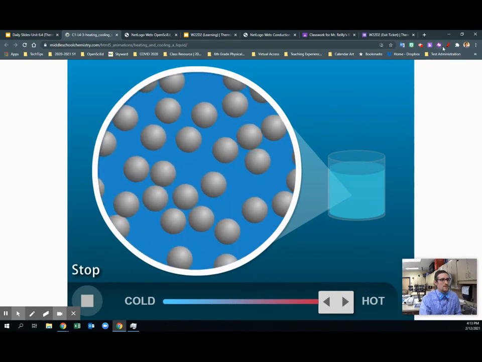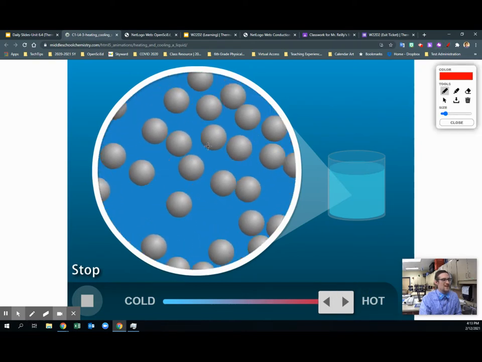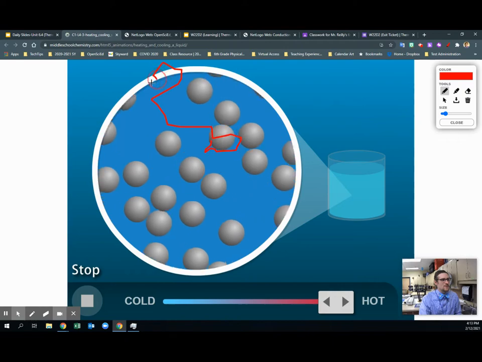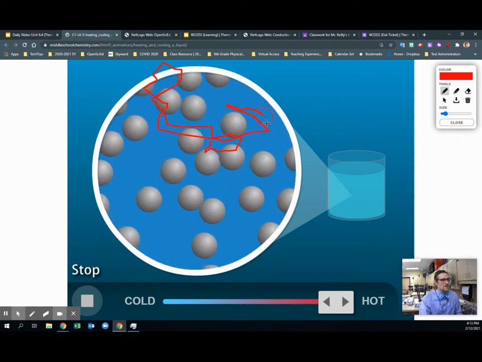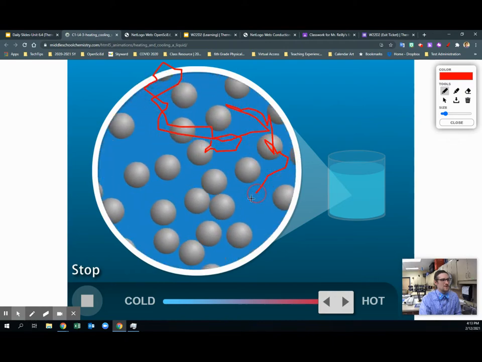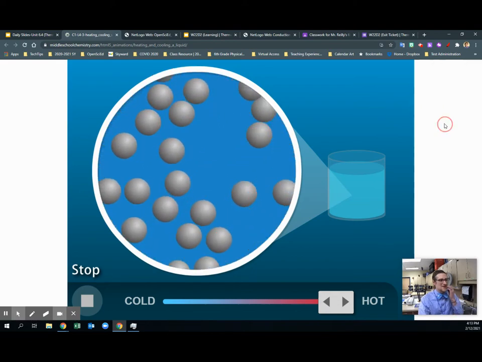And of course, I can't even trace it, but when it's hot, they're moving so fast that, of course, oh, that one went off the screen. I don't even know where it went. I'll try to trace one still. They're all over the place, really.